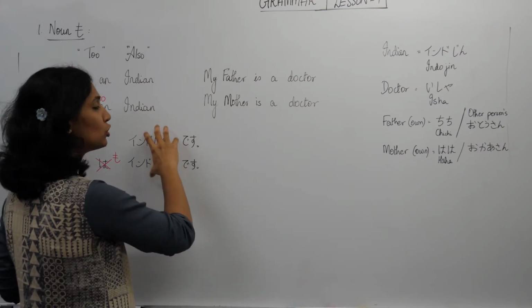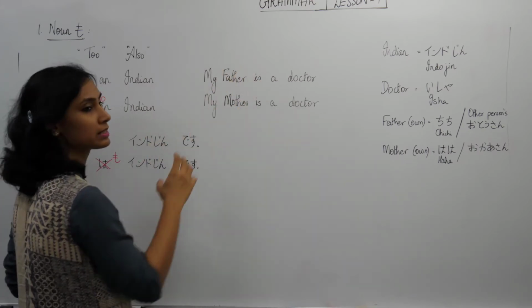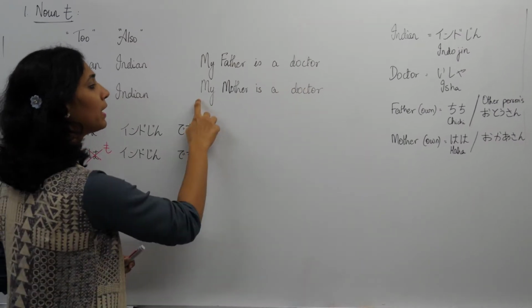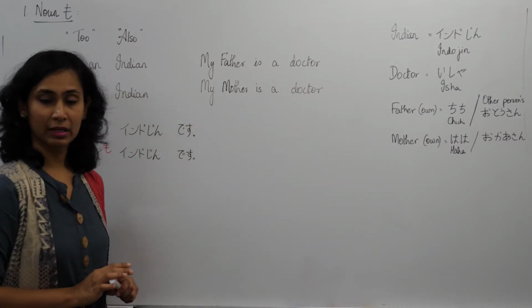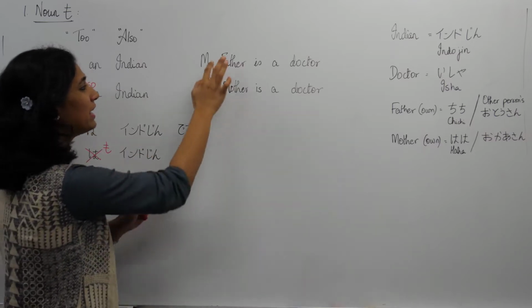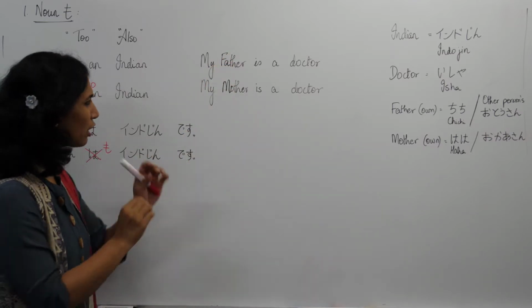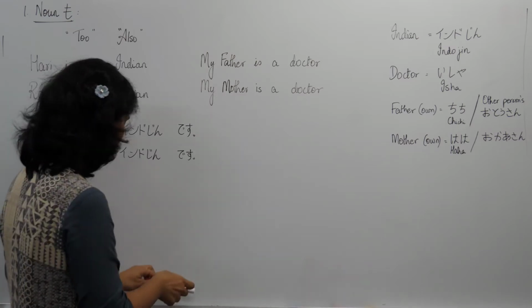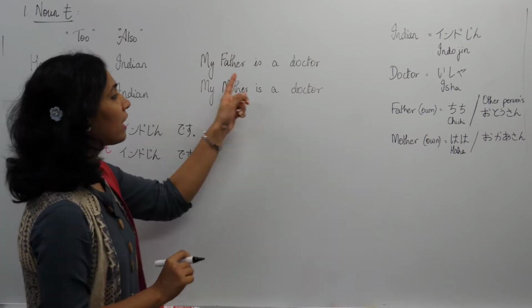Coming to using the same principle for this. My father is a doctor. My mother is a doctor. Let's first just write these sentences in Japanese without considering it also, more, nothing of that sort. No rule applied here. My father is a doctor.